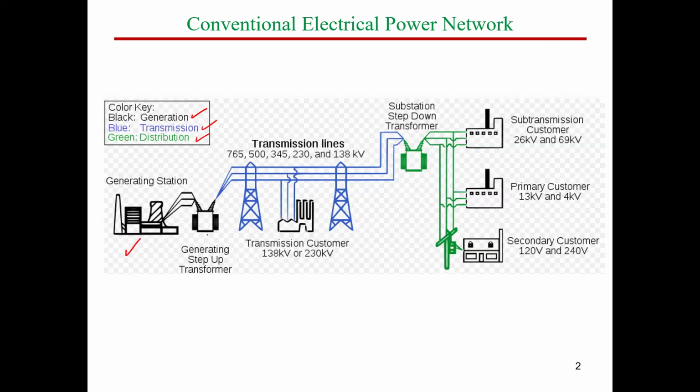Within the generation stage, guys, we generate electricity at a certain voltage level, let's say 10 kilovolt, 15 kilovolt, 12 kilovolt. So this is the range of voltage generation. The generator itself will provide a supply of 10 kilovolt.